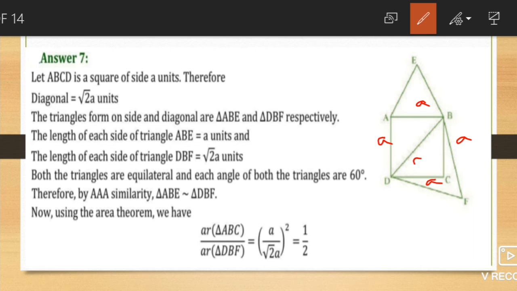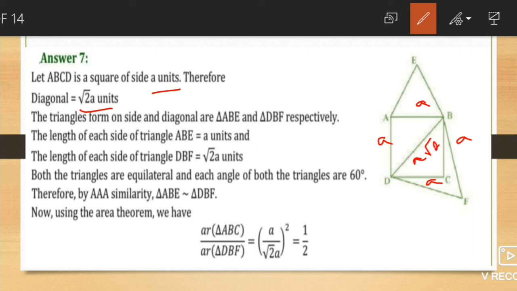The diagonal is A root 2. You know, in a square the length of the diagonal is A root 2 if the sides are given as A. Okay, so ABCD is a square of sides A unit. The diagonal is A root 2 unit.